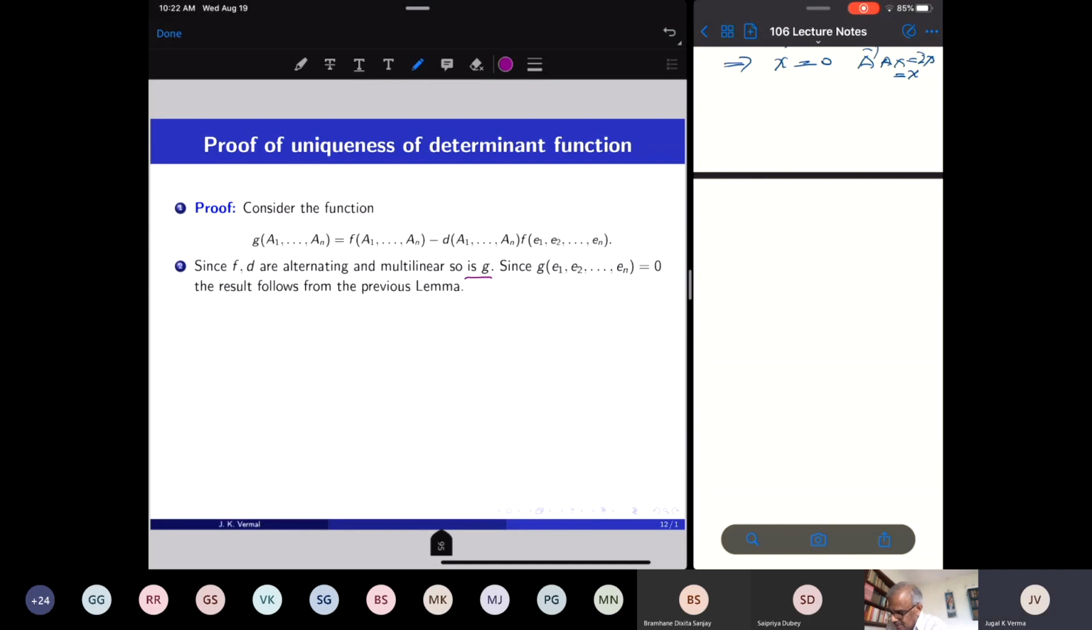But look at the value of g at the identity matrix. If I take the value of g at the identity matrix, this is f of the identity matrix minus d of the identity matrix, that is 1, times f of the identity matrix. So it is 0. So g is a multilinear alternating function, and its value on the identity matrix is 0, and therefore it must be the 0 function. Once it is the 0 function, f is a scalar multiple of the determinant function, and if f itself is a determinant function, then this is 1, and therefore f will be equal to d. So uniqueness follows.